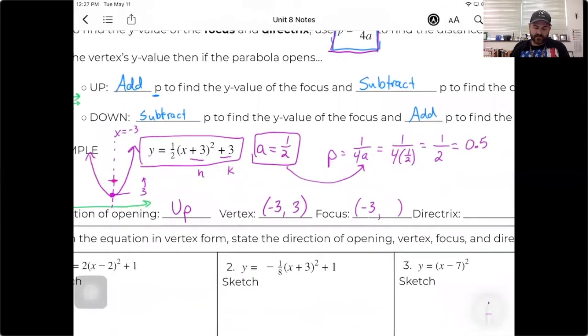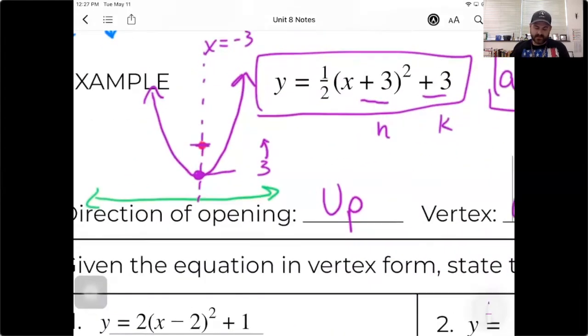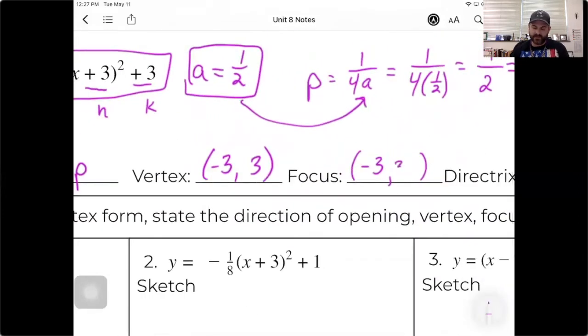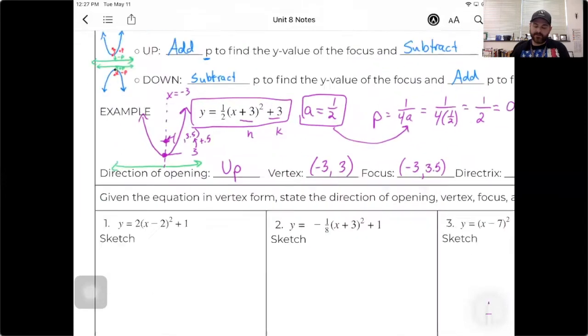Okay, so to find my focus point, what that means is I'm going to add 0.5 to go up from 3 to the point 3.5. That's my y value of this point, the focus. I already have the x value, it's -3. So the y value is 3.5. Okay? Now we've got to find our directrix.